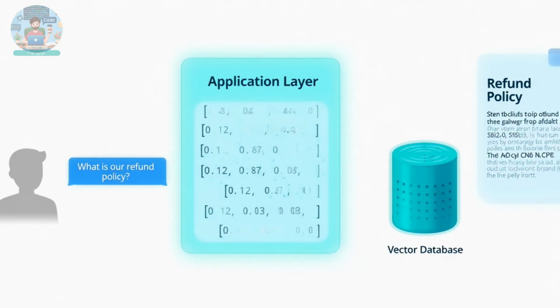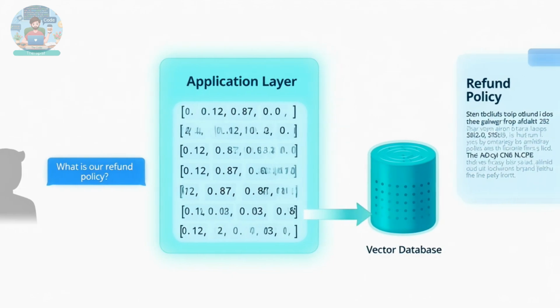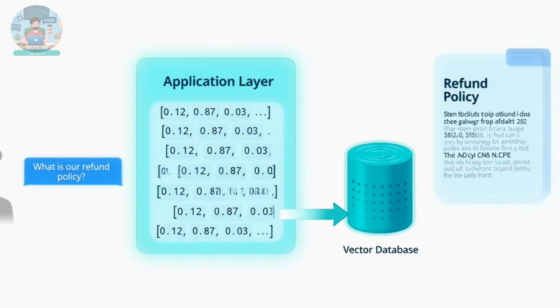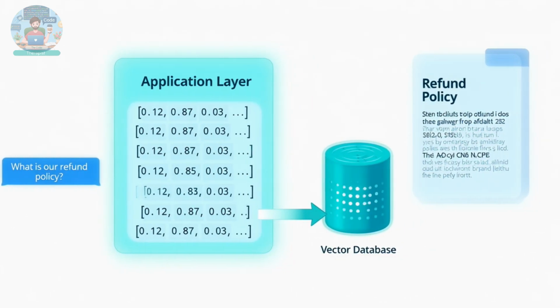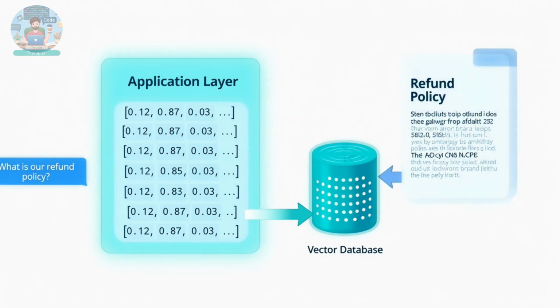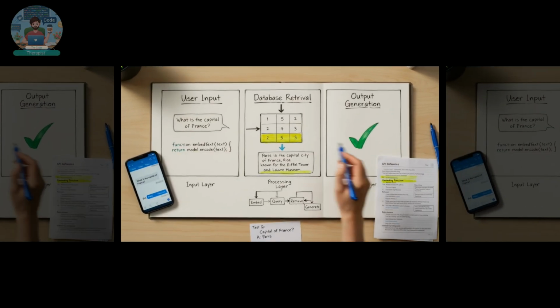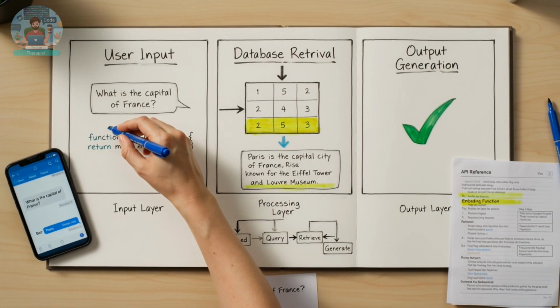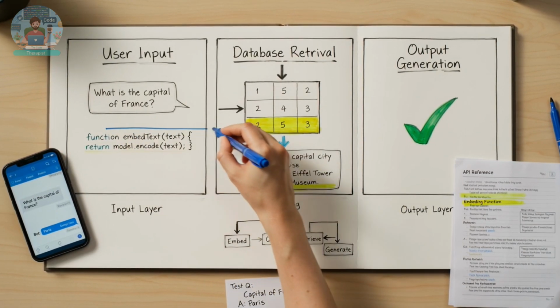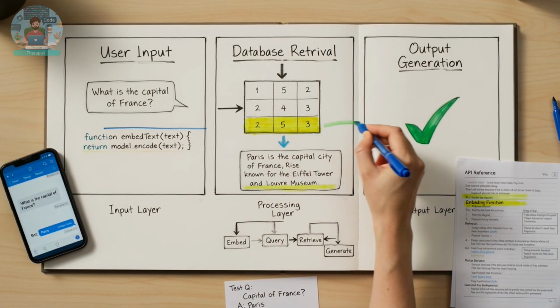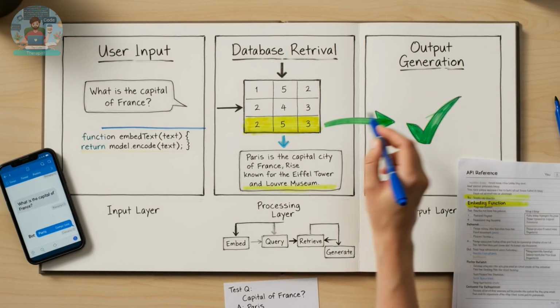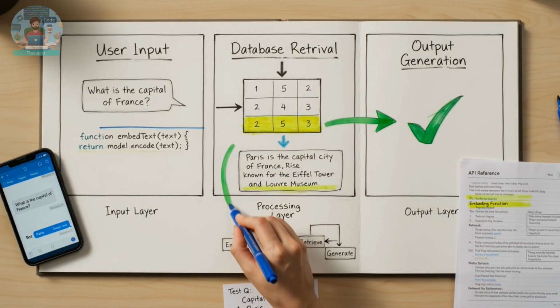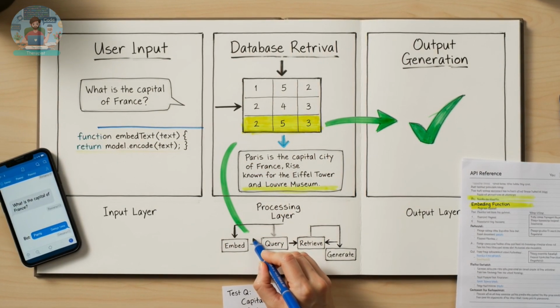the application layer doesn't send that question straight to the AI. First, it converts the question into numbers, the same kind of numerical representation we used for our documents. Then it searches the database for the closest matching numbers. In other words, it looks for the most relevant meaning. And finally, it retrieves the exact paragraph about refunds and sends that context to the language model to generate a clear, accurate answer.